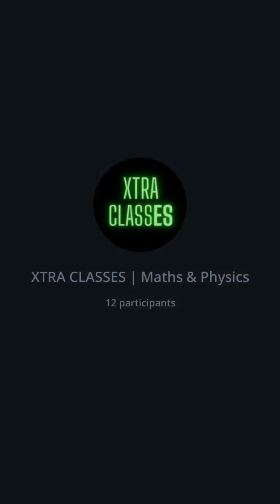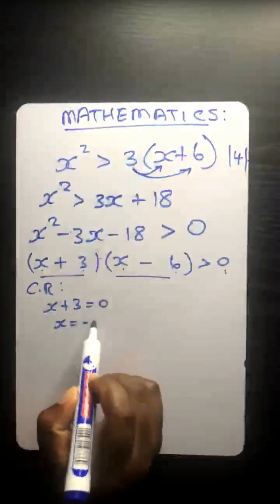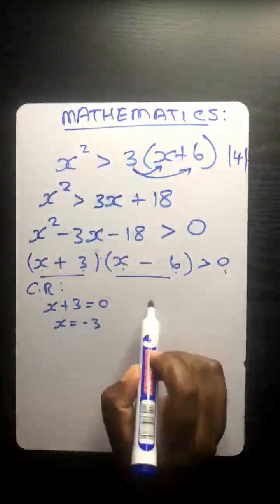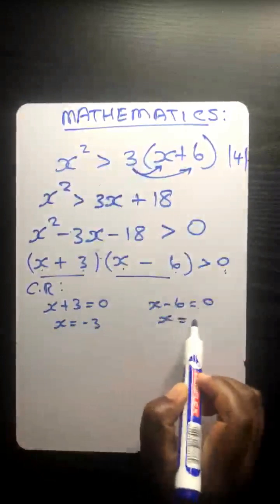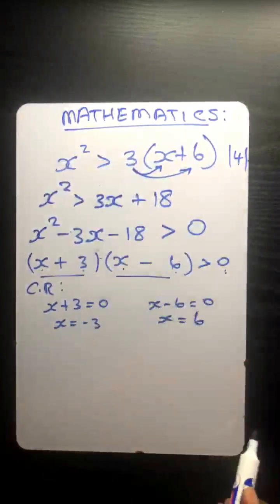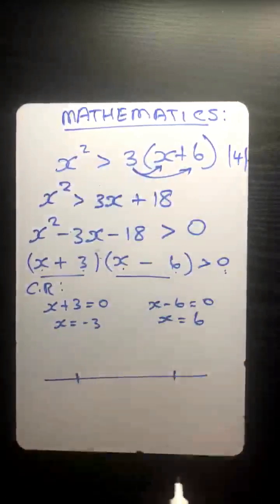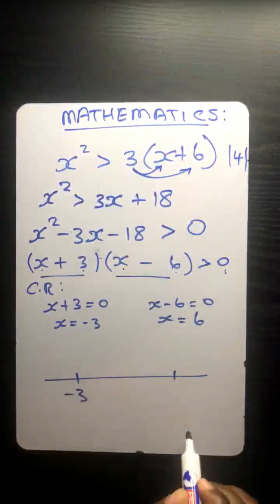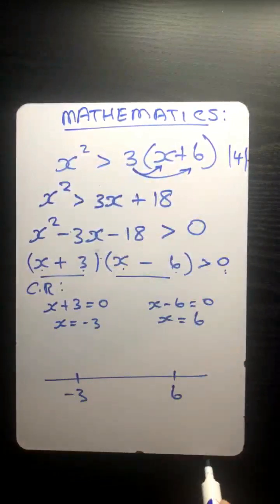So that means x plus 3 equals to 0. When you solve, x is going to be equals to negative 3. Also on this side, you're going to have x being equals to positive 6. Then you wanted the critical values so that you can represent them on a number line. You are having negative 3 there. You are having 6 there.